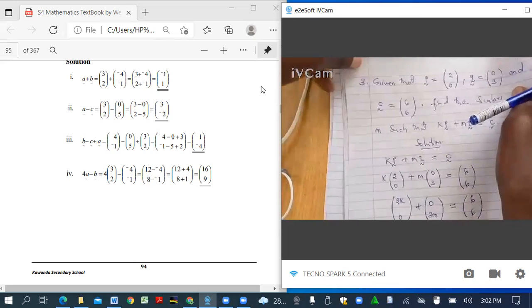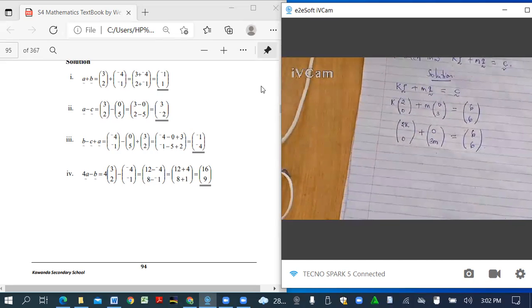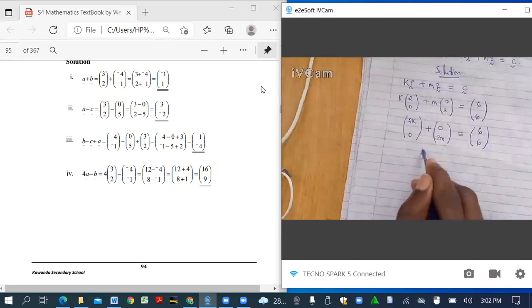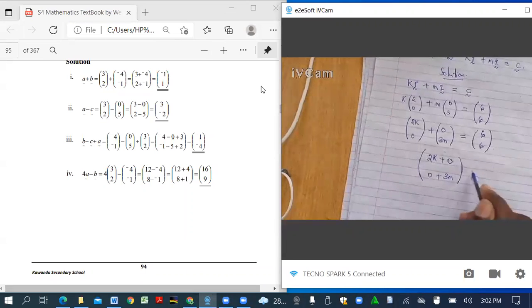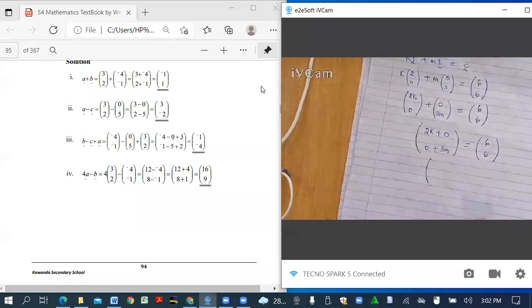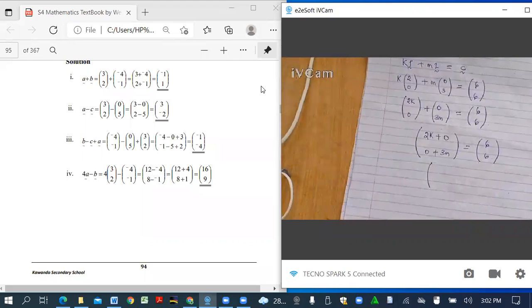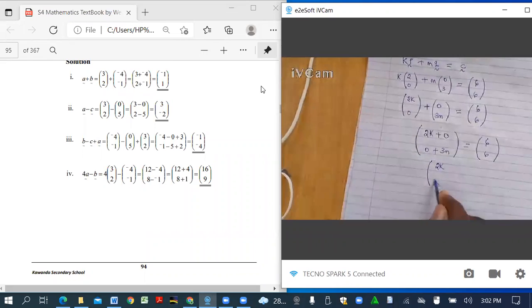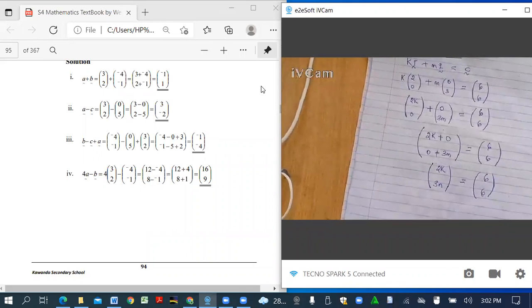So still considering the left-hand side, we are adding the two vectors, right? Yes. So when we add them, we shall have 2K plus 0, then 0 plus 3M, which must give us 6 and 6, right? Yes. Don't jump steps. Mathematics is all about the steps, because the more the steps, the more marks you earn, okay? So we get 2K there, then 3M equals to 6 and 6.